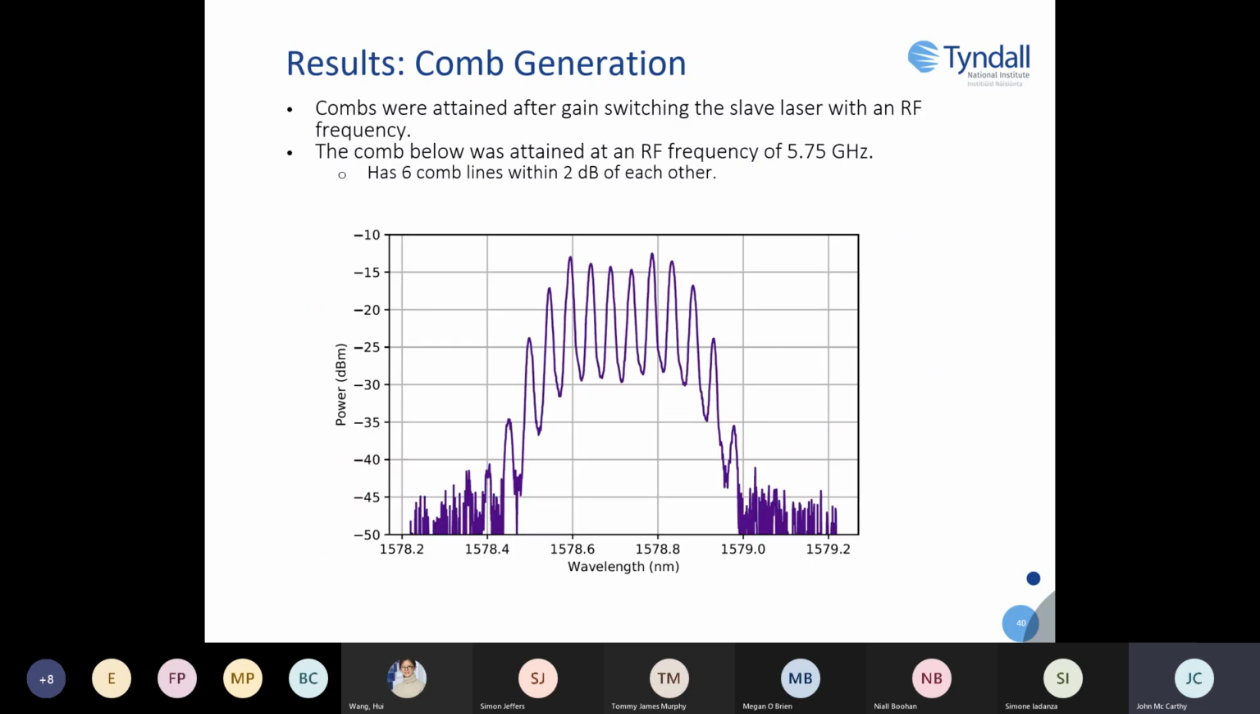After that, it was injection locked with the slave, and the slave was gain switched. So here's an example of one of the combs that was attained. It was attained at an RF frequency of 5.75 gigahertz. There are about 6 comb lines within 2 decibels of each other.